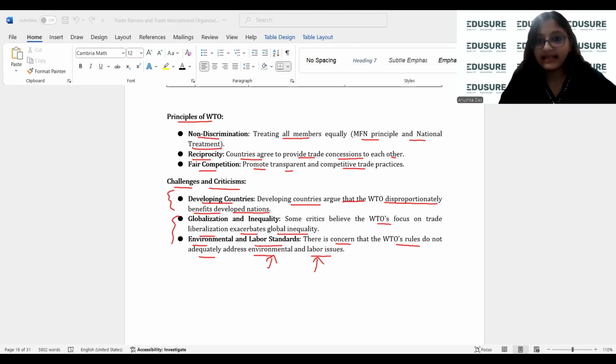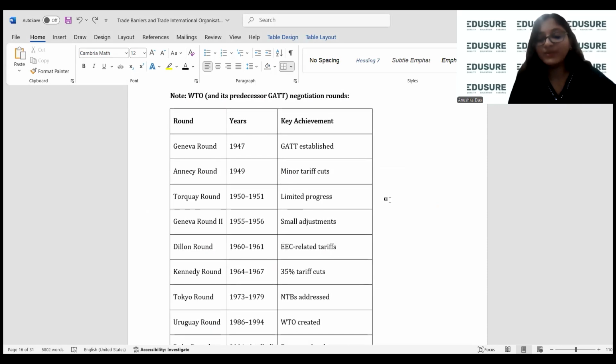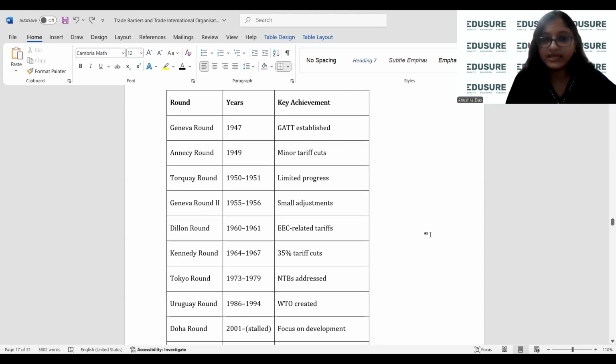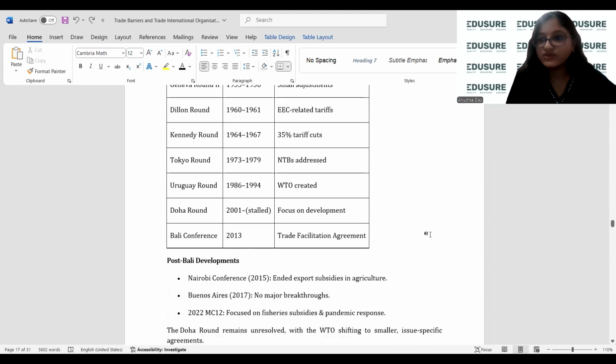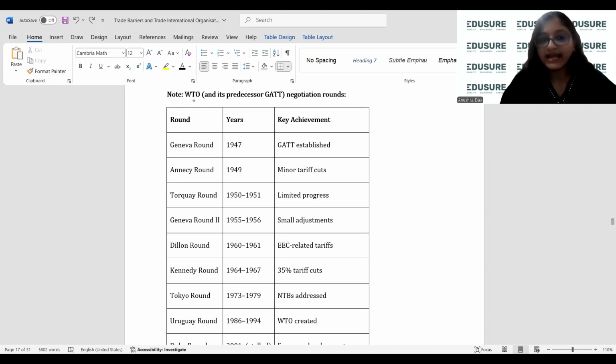Now, the thing that I was telling you before, the negotiation rounds. I know it's very boring, difficult, monotonous, whatever you want to call it, but questions come from these negotiation rounds. There are different rounds. So to make your life simple, I have noted everything in this one chart. See here. So WTO and its predecessor GATT, basically negotiation rounds. It started with the Geneva round, when GATT was formed. Here I have written the round, corresponding years and the key achievements.